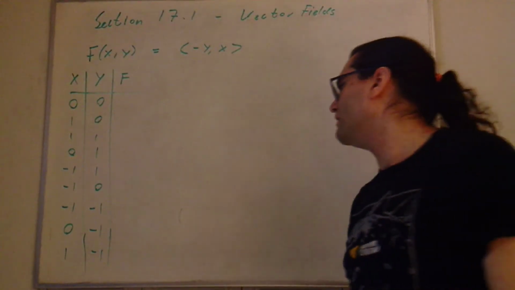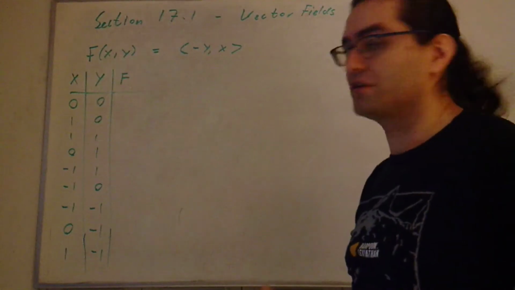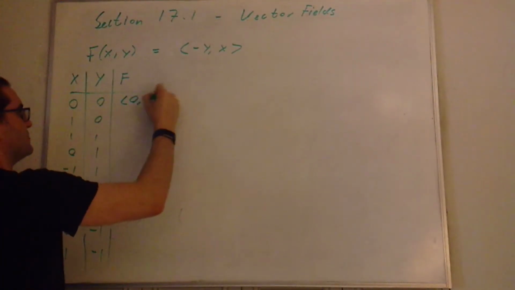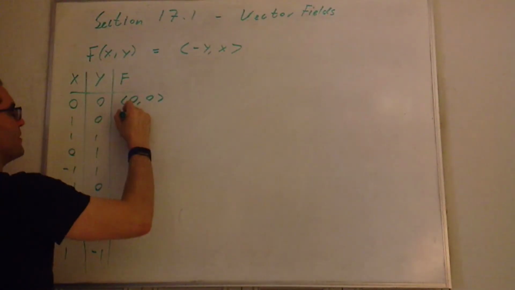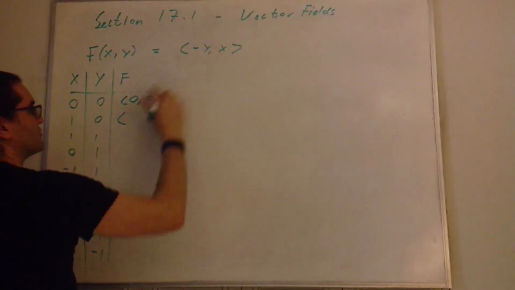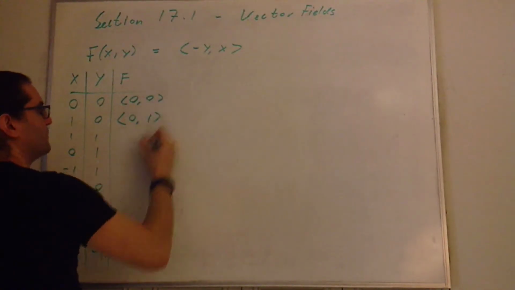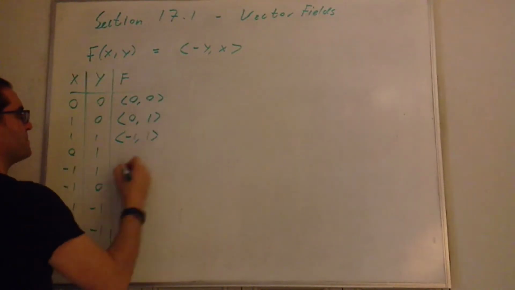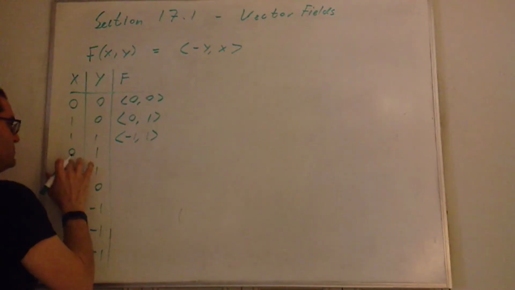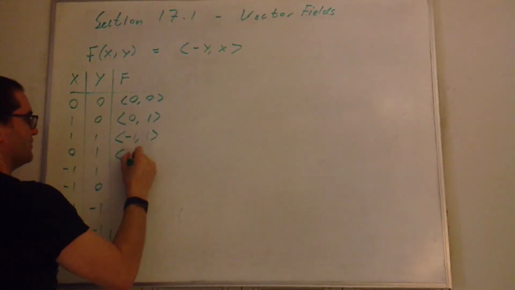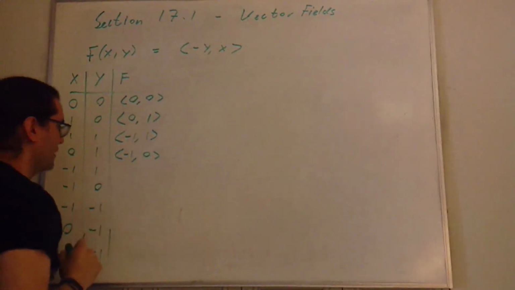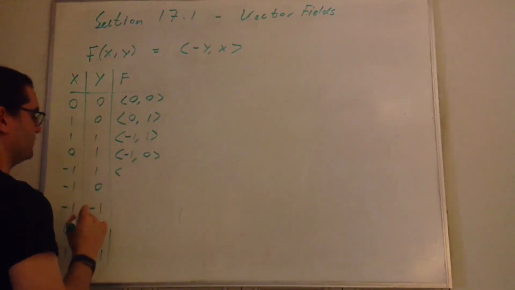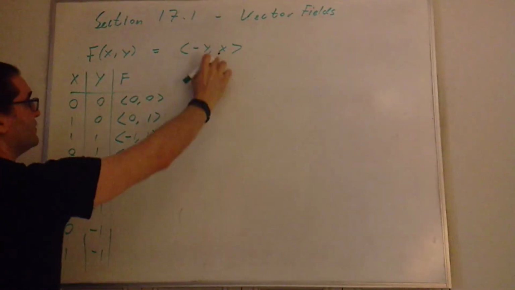So let's figure out what this function looks like at each of these points. At 0, 0, my vector is going to be 0, 0. At 1, 0, my vector is going to be 1 on the x, which should give me 0, comma 1. At 1, 1, I will have negative 1, 1. At 0, 1, I should have negative 1, comma 0. Negative 1, 1 should give me, negative 1 is the x value here, so that would give me a negative 1.